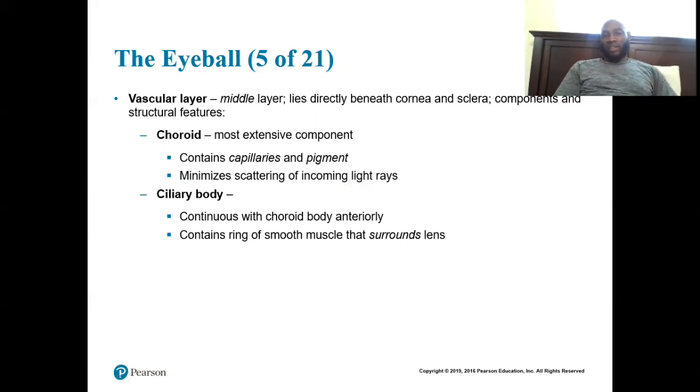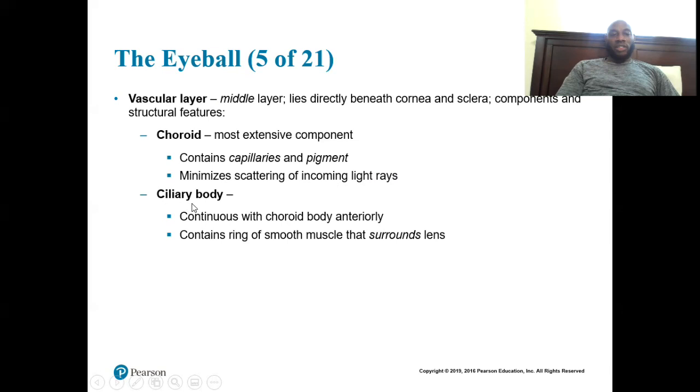Vascular layer, middle layer, lies beneath the cornea and sclera. Then we have the choroid, most extensive component. That's where we have capillaries, blood supply, also pigment. Oh, she's got blue eyes. I think she has brown eyes. Minimizes scattering of incoming light rays. Remember, we want the light to come in and focus.